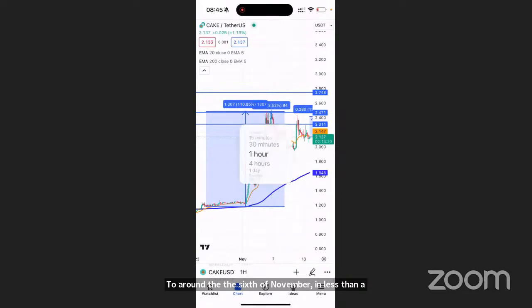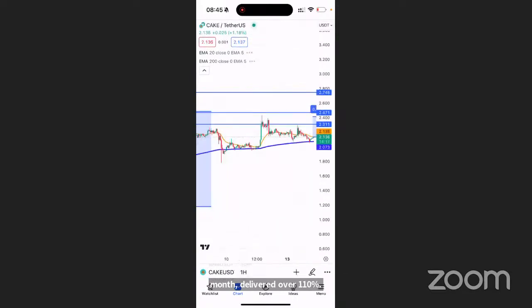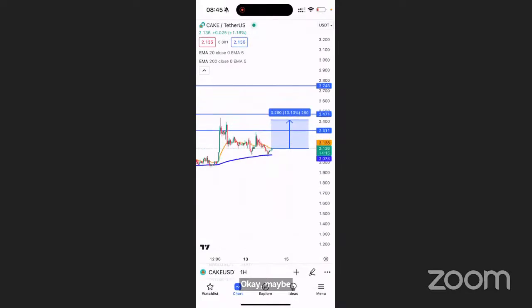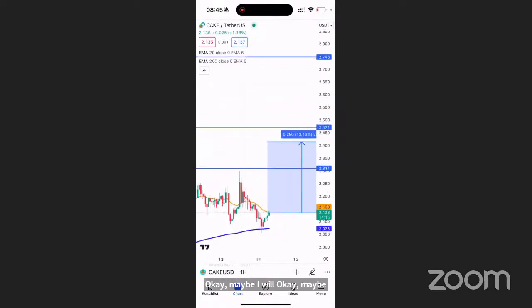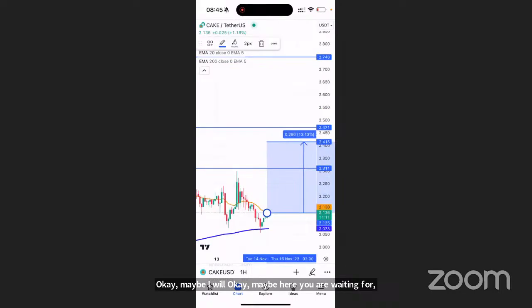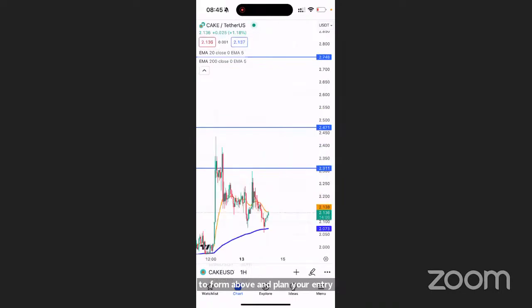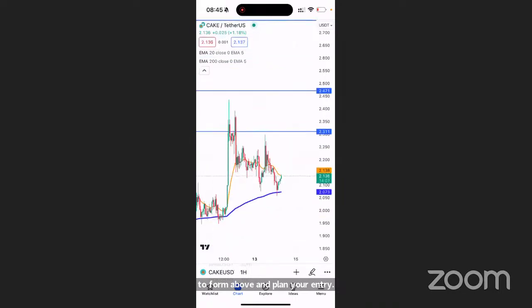Okay. Maybe I look at it in the 1-hour time frame. Maybe here you are waiting for candles to form above and plan your entry. But you see still, candles are still forming above the 200 moving average, which means this coin is still on an uptrend. So you can use other indicators to make entry in the market.